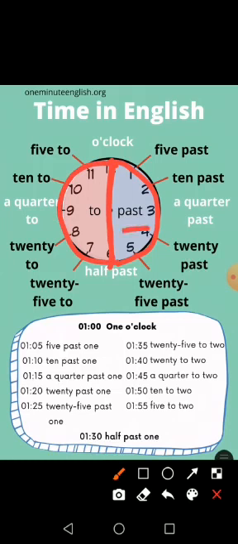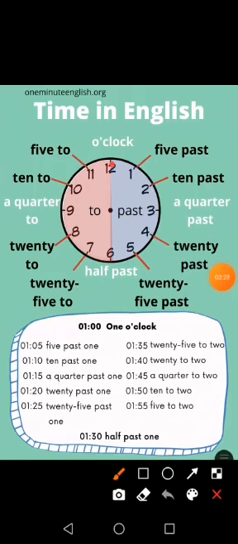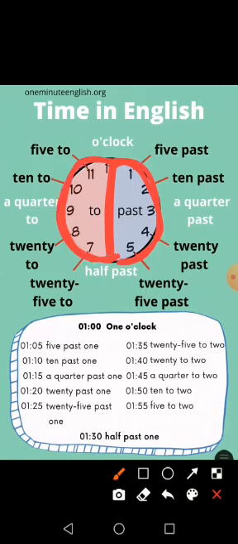In this part, we use the word past. And in this part, we use the word to, okay? We have two parts, like an orange. This part and this part. This part we use the word past and this part we use the word to.